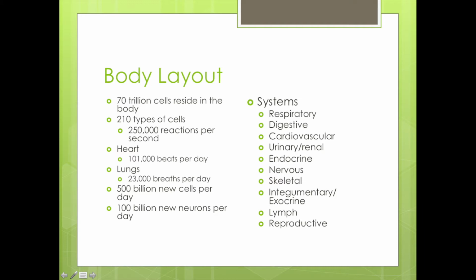So the systems of the body include the respiratory, digestive, cardiovascular, urinary renal, endocrine, nervous, skeletal, integumentary, exocrine, lymph, and reproductive systems. So we are living symphonies. We pump, echo, and reverberate. All of these operating components create a musical of sorts, and this requires harmonious interaction in order for there to be optimal states of health.